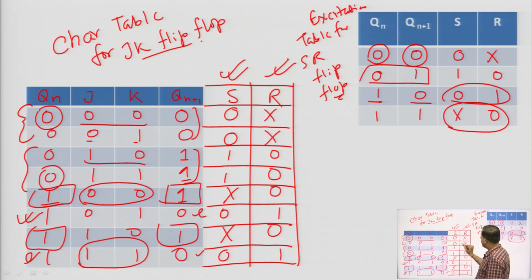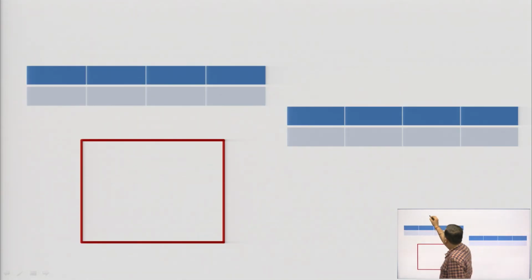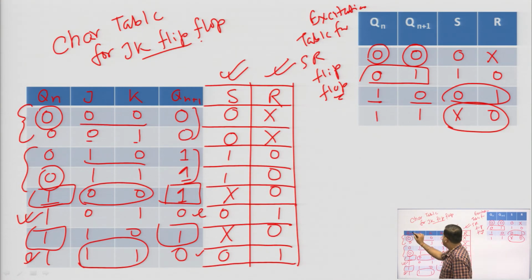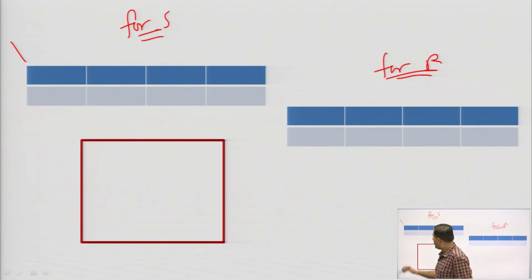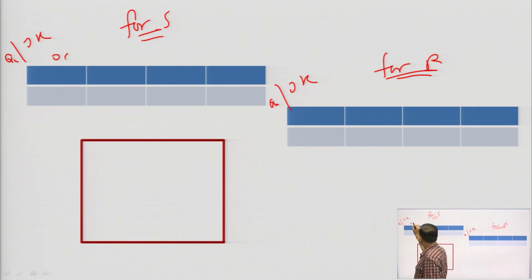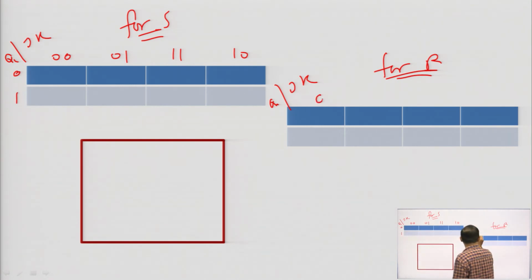So, one K map for S and one K map for R. Let us begin that. Okay. And the input side what will be there? See, these three are input and this is next state. So, Qn, J and K, here also Qn, J and K. So, 4 combinations: 0 0, 0 1, 1 1, 1 0 and 0 and 1, here also 0 0, 0 1, 1 1 and 1 0.